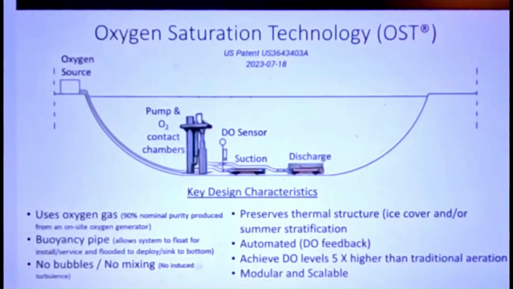It's designed to preserve thermal stratification, so if your lake is iced over, it won't destroy the ice. If it's stratified, it won't break stratification. It has this DO feedback loop, which provides us the ability to have automation to turn it on and off based on controls. And we can achieve 5 times higher oxygen than any other compressed air system on the market. And the last thing is, it's modular and it's scalable. So we can put multiple in one place, and we can increase the size of them for larger applications.